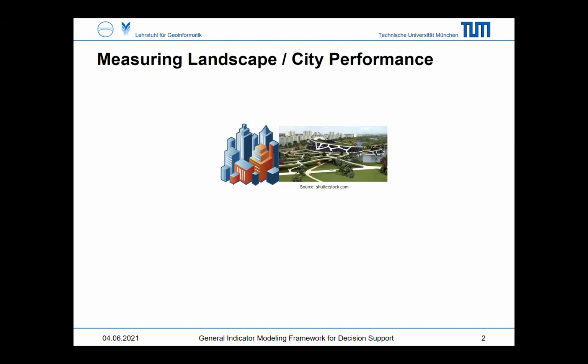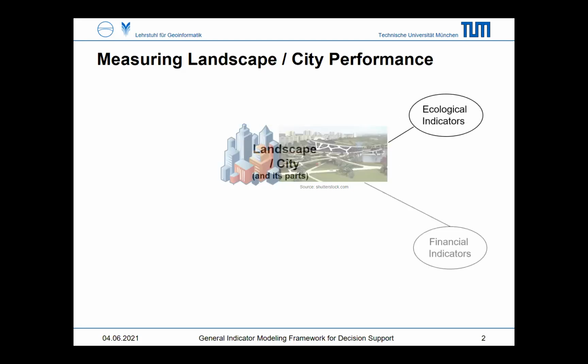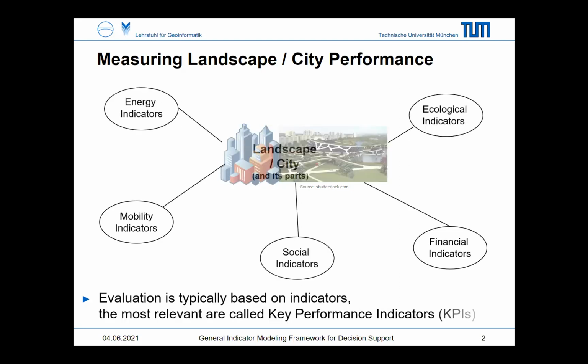If you think about the average driving speed inside a section of road, then again, this is an indicator which can be associated with the piece of road. So again, we are interested in having different kinds of indicators from completely different domains. We have ecological indicators, financial indicators, social indicators, etc. And all of them are related somehow to the landscape or to the city and its parts.